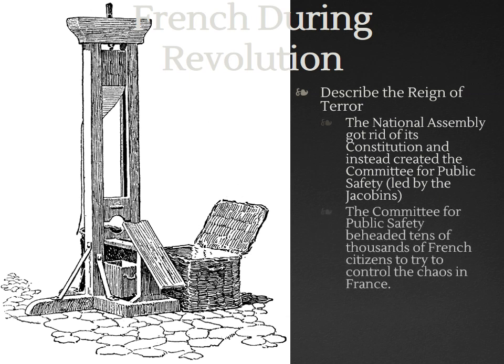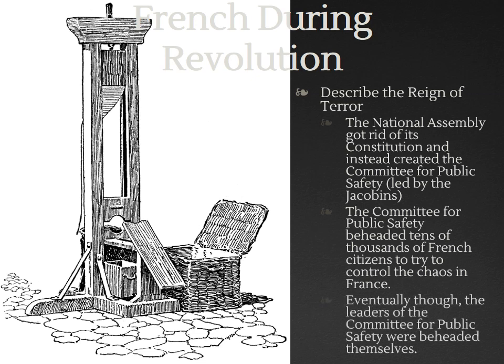And essentially what happened is the Committee for Public Safety beheads tens of thousands of French citizens to try to control the chaos in France. And so anybody who might be pro-king or pro-monarchy or pro-anything that was of the old systems in France, or was rumored to be by their neighbors, was brought to be beheaded. So eventually, though, people get upset by the Committee of Public Safety, and they themselves are beheaded. And so the guillotine is really the only winner in this phase of the French Revolution.